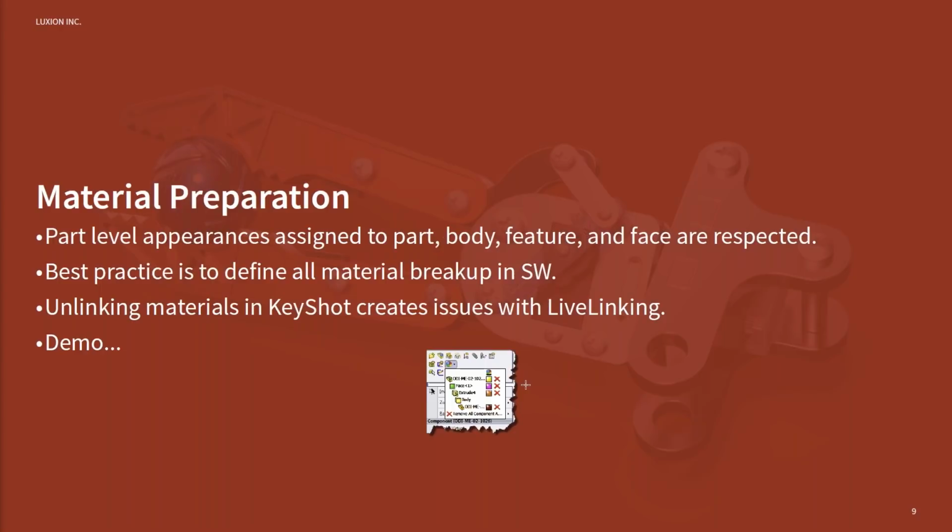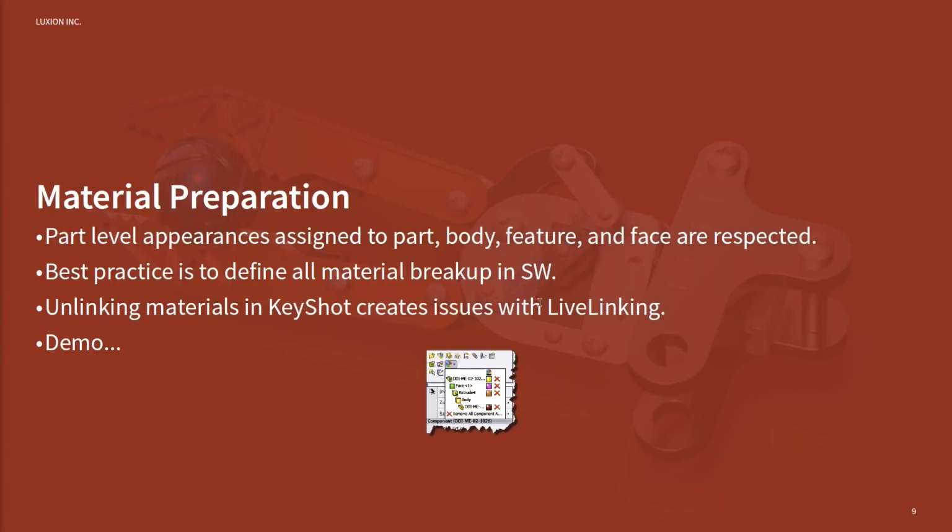So the plugin does respect part level appearances at the part, body, feature, and face level. So you can actually break out individual faces. They don't need to be separate bodies or parts in SOLIDWORKS. Simply assign a different appearance or a different color to the face, and then that'll show up in KeyShot in the scene tree as a separate part.